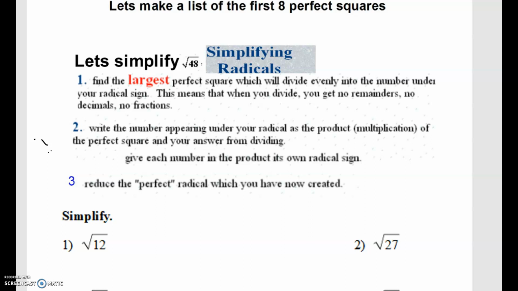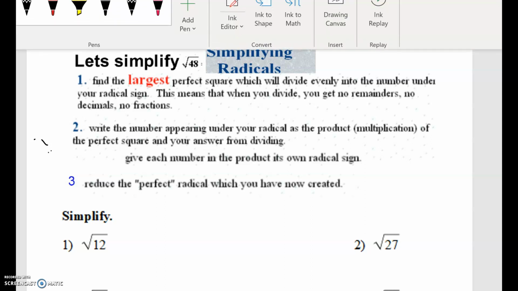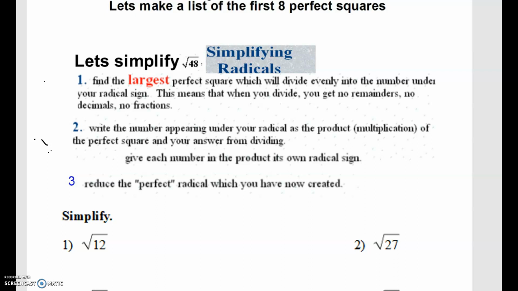All right, what we're going to do is take radicals and simplify them. We're not just going to put them in our calculator, for instance, and do the square root of 48. What we're going to do is simplify them kind of like you would a fraction.